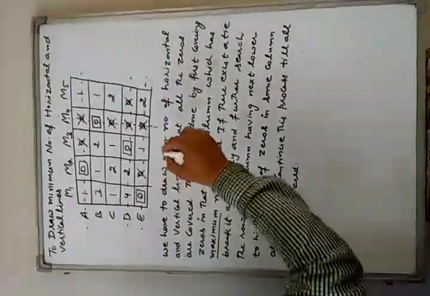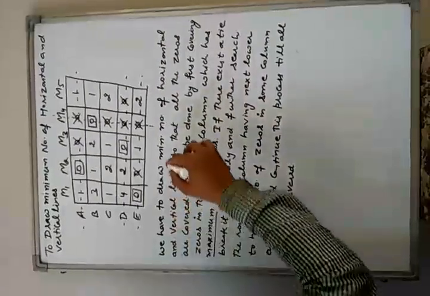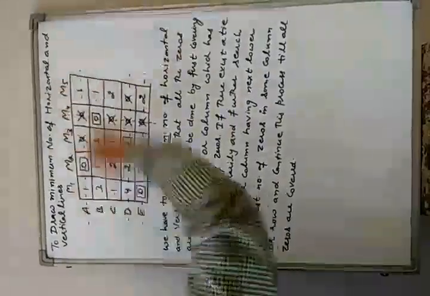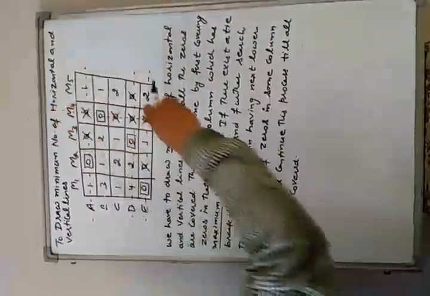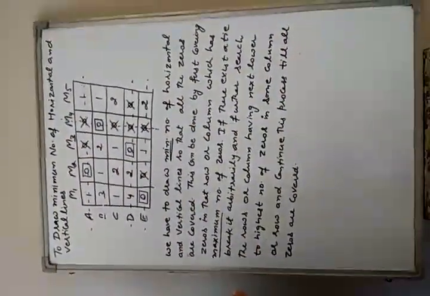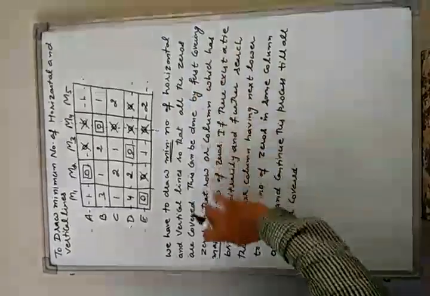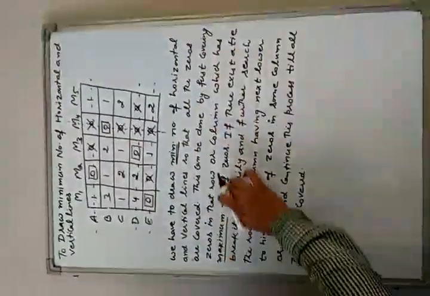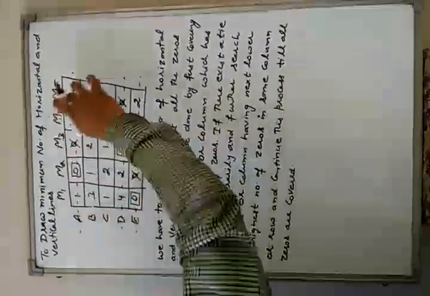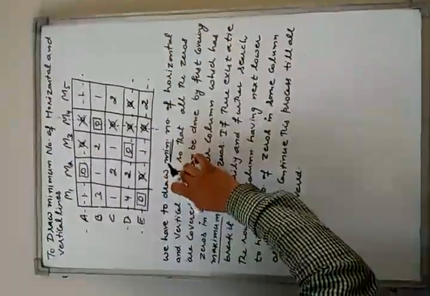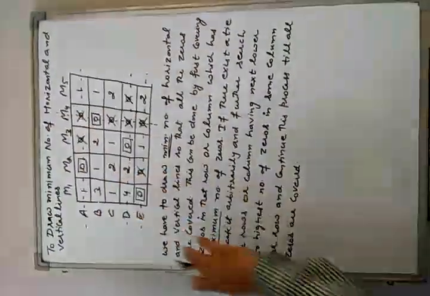One thing is important here: the number of vertical and horizontal lines should be minimum. If I draw horizontal and vertical lines like this: this, this, this, this, and this, then this becomes 5 horizontal and vertical lines. But by following this procedure, looking for the row or column in which the maximum number of zeros lies, we get 4 lines, which is the minimum number of horizontal and vertical lines so that all zeros are covered.